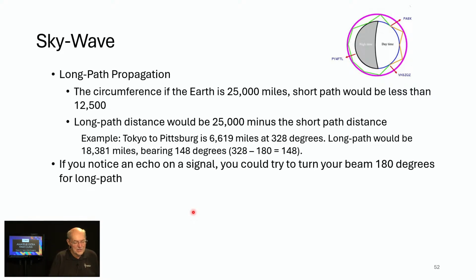So another interesting fact is that it takes about 1/7 of a second for a radio signal to go all the way around the Earth. So if you notice an echo on a signal, you could try to turn your antenna beam 180 degrees for a long path. So that's another interesting thing.